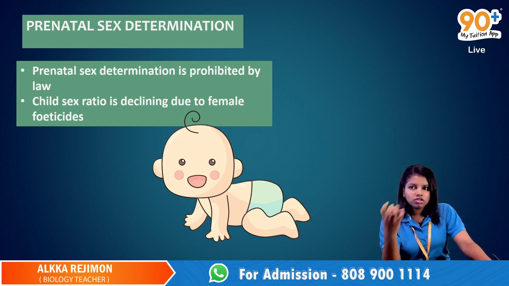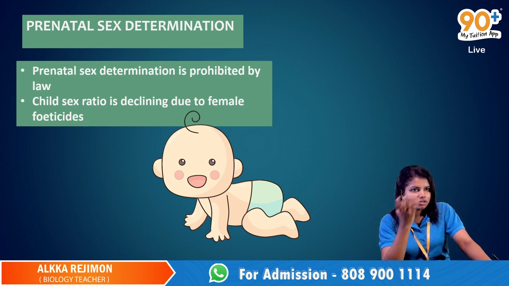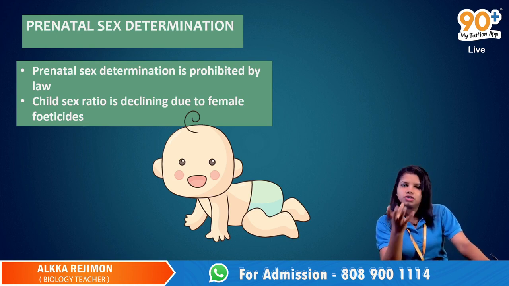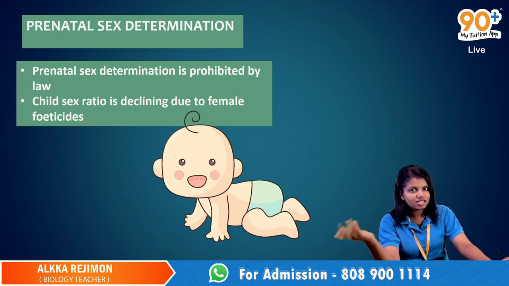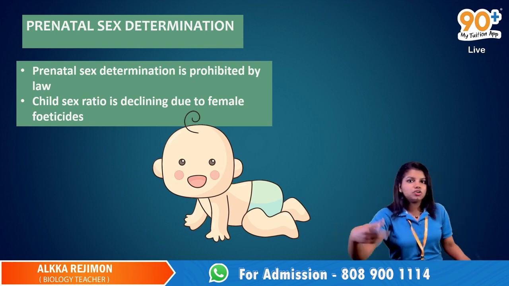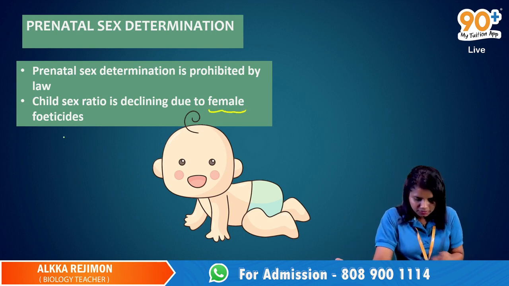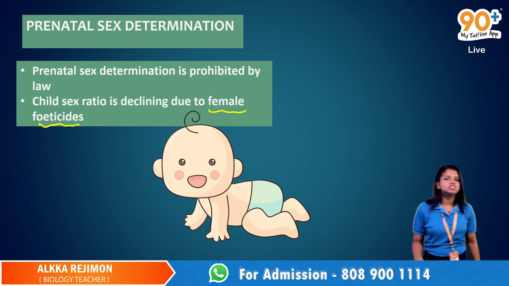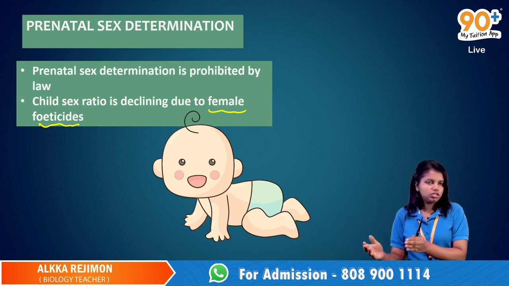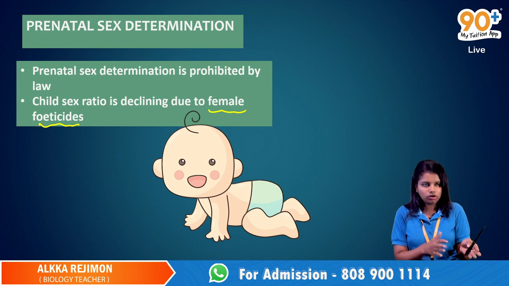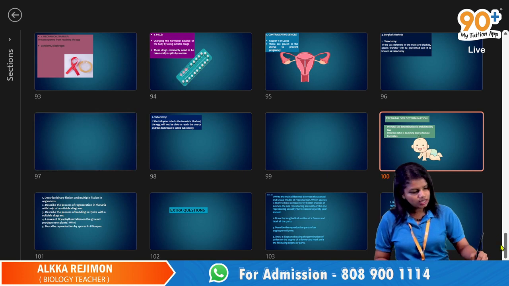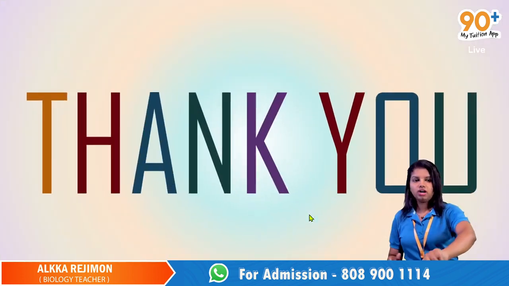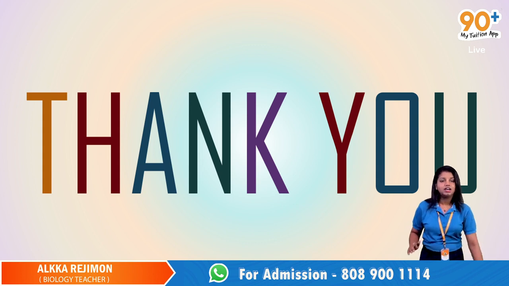So the tendency to kill a girl child if one is born is very high in some countries like ours, and it is because of that tendency that prenatal sex determination is prohibited by law in some countries like India. So the child sex ratio is declining due to female feticides. Prenatal means before the birth, before the child is born, and prenatal sex determination is prohibited. So these are the entire topics that we covered in chapter 7, how do organisms reproduce.